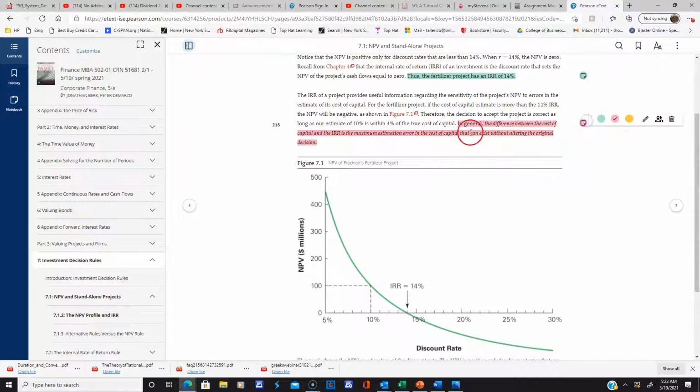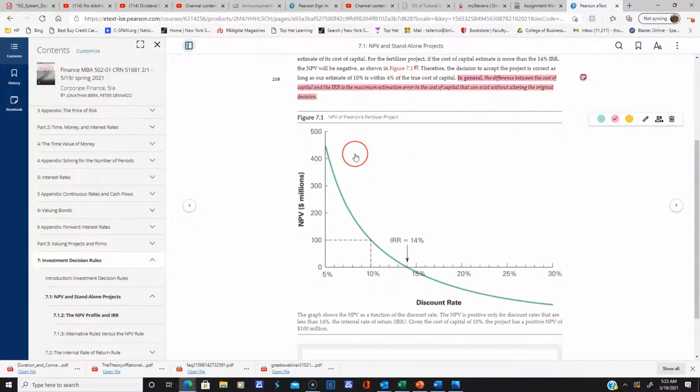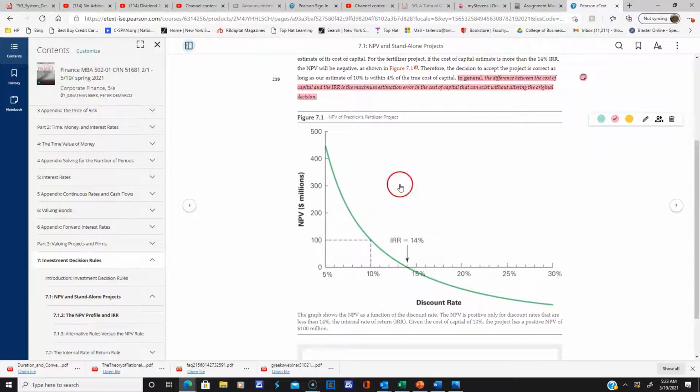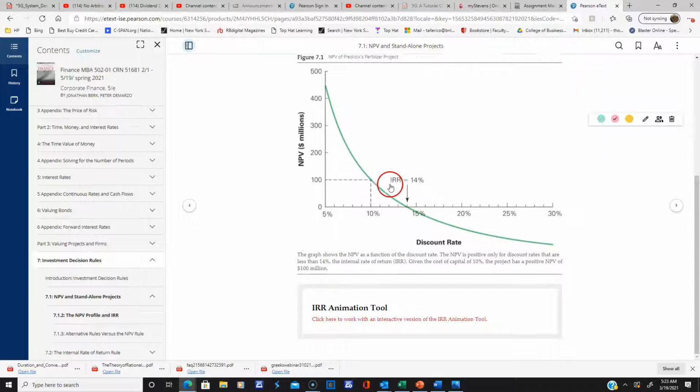All right? In general, the difference between the cost of capital and the internal rate of return is the maximum estimation error in the cost of capital that can exist without altering the original decision. Okay? So here's what you want to do. If the internal rate of return is greater than your cost of capital, you do the project.